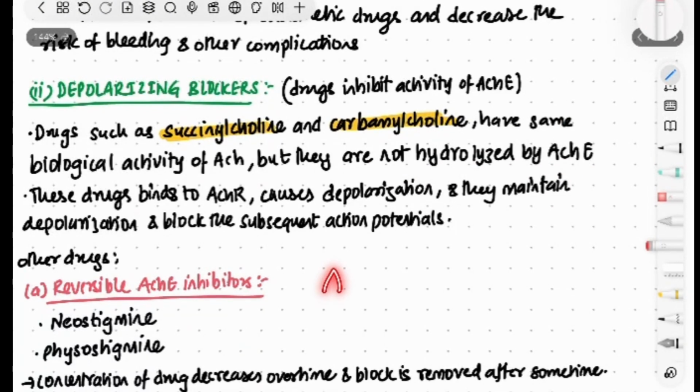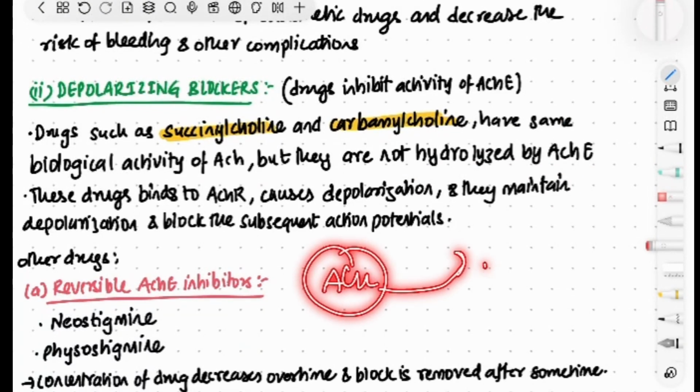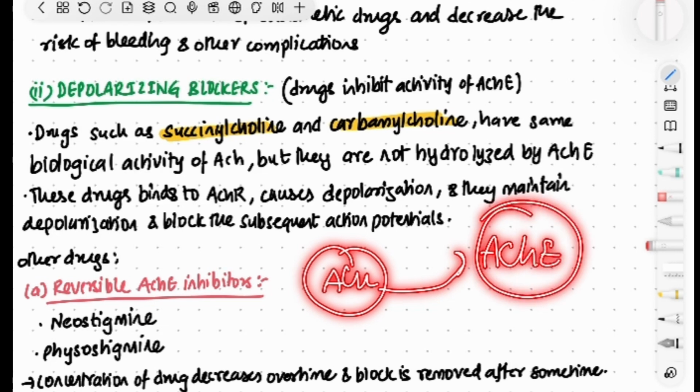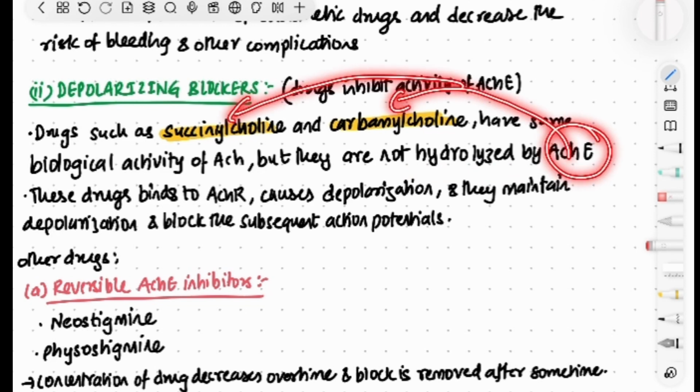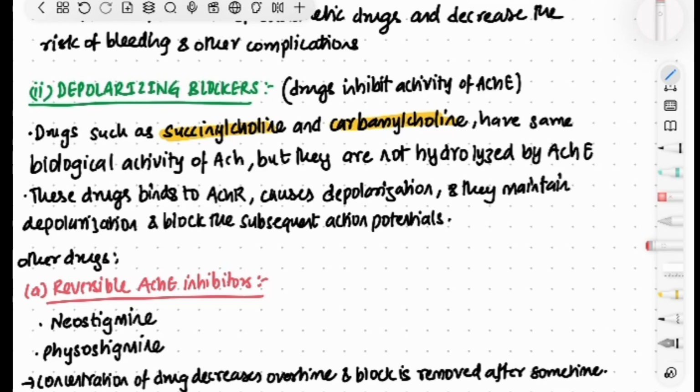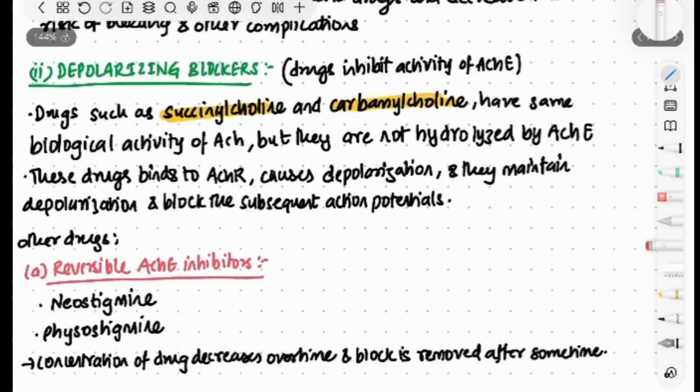Normally acetylcholine is hydrolyzed by acetylcholine esterase, right? These two drugs have the same activity as acetylcholine, but they are not hydrolyzed. That is, acetylcholine esterase cannot act on them and cleave them. So they inhibit the activity of acetylcholine esterase. Now, these drugs bind to the acetylcholine receptors, cause depolarization, and they maintain depolarization and block the subsequent action potential.